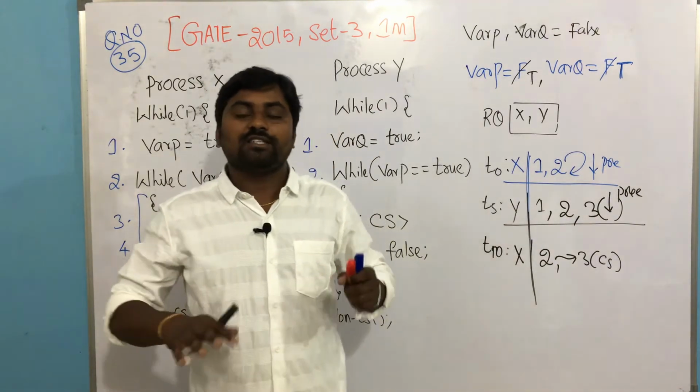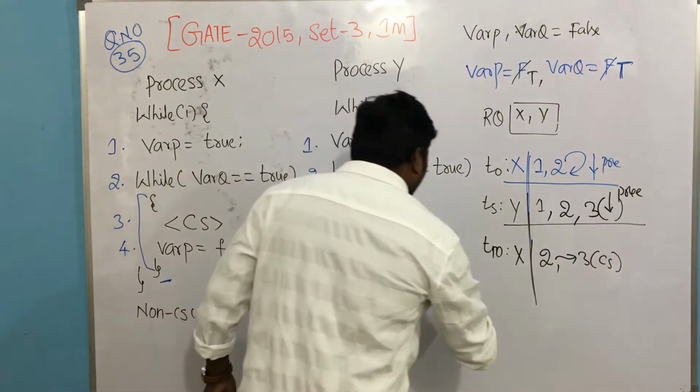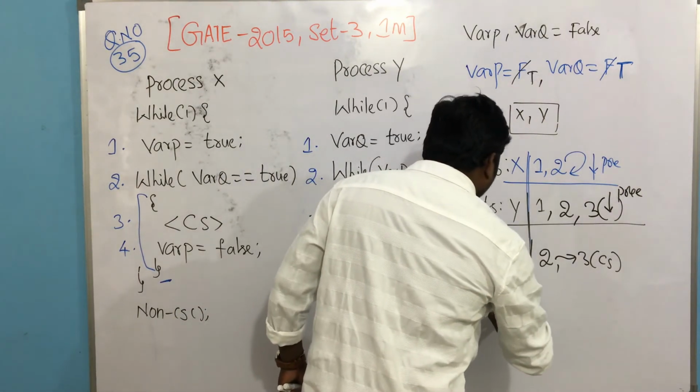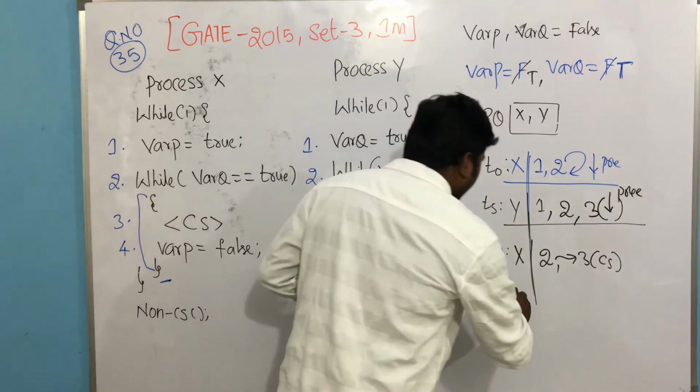Now you tell me whether it is satisfying mutual exclusion? No. Yes or no? So, first point, mutual exclusion is not guaranteed. That you have to notice. The mutual exclusion condition is not guaranteed.